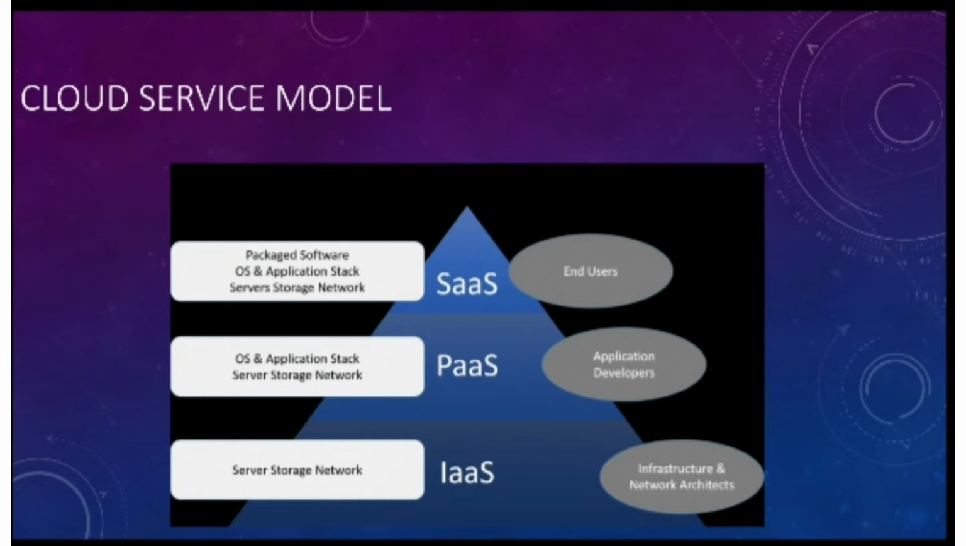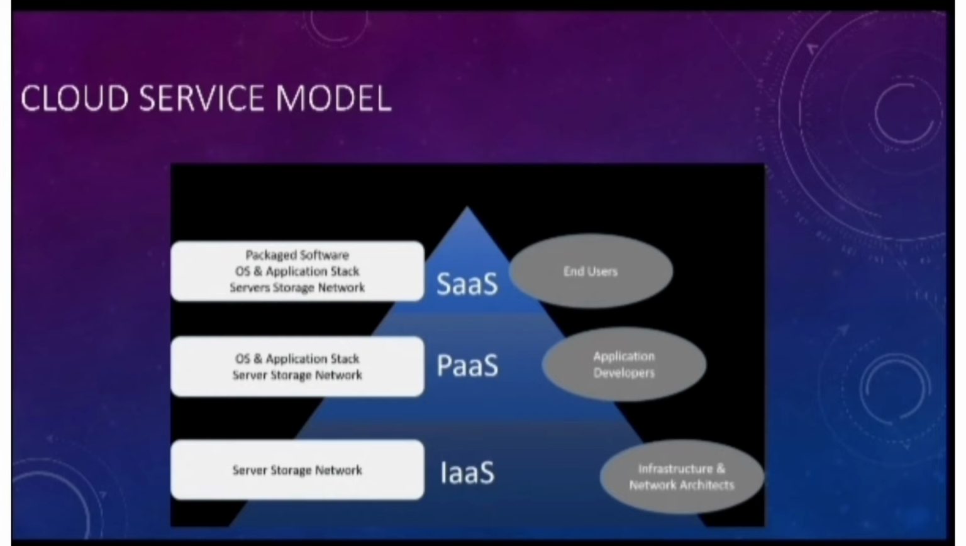Next, coming to cloud service model. Here mainly the three important services which cloud provides are SaaS, PaaS, and IaaS. SaaS is for end users. Software as a service is mainly for end users, whereas platform as a service is for application developers, because they need a platform to build their applications. Infrastructure as a service is mainly used for infrastructure and network architects.